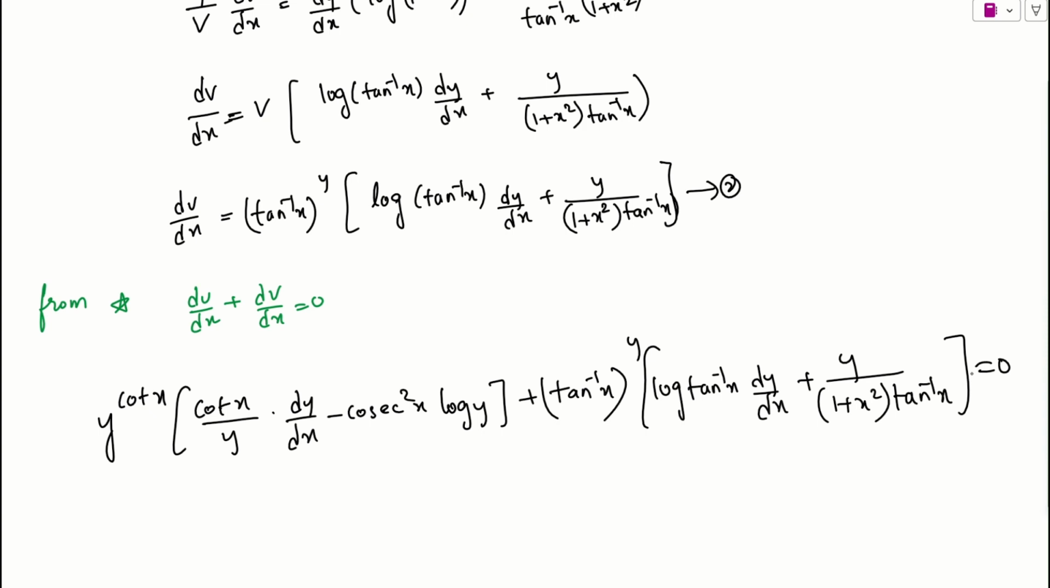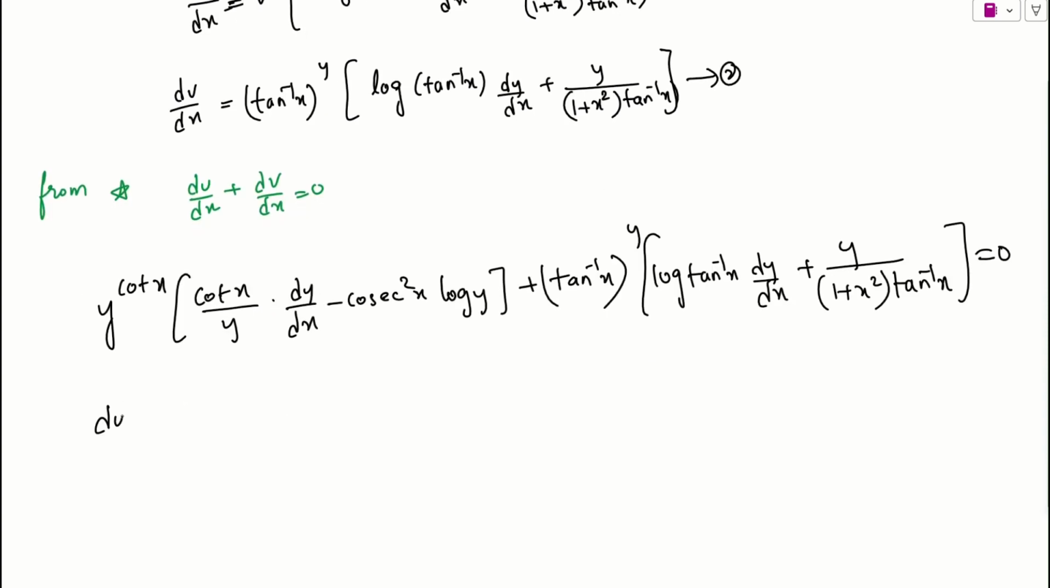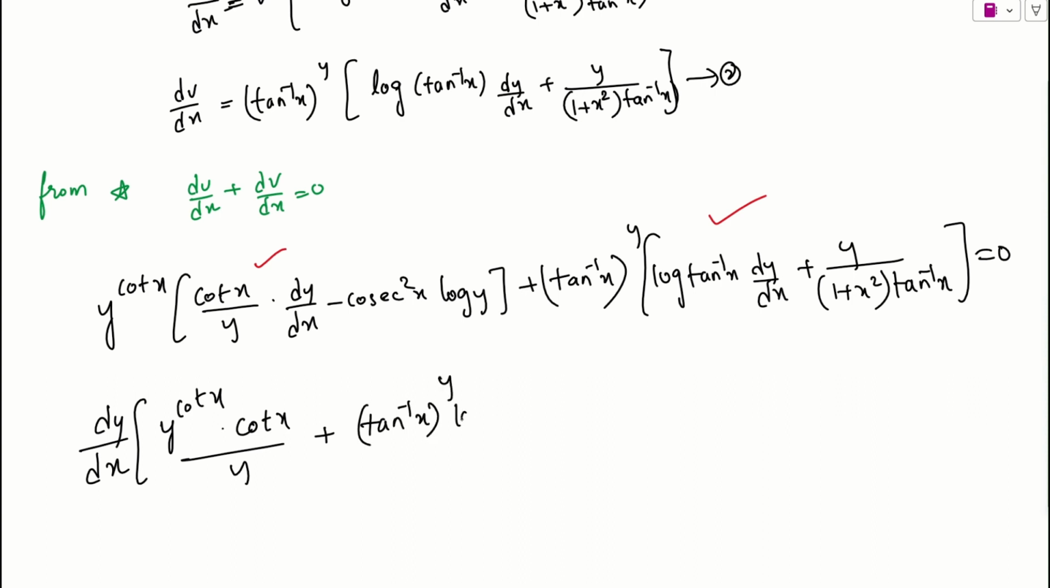What I said in the problem, they are simply asking about dy by dx, right? So let us take dy by dx common. If I take dy by dx common, what I'll be left with, you just cross check. This term has dy by dx, this term has dy by dx. So y raised to the power cot x times cot x by y is the first term, and then (tan inverse of x) whole raised to the power y times log of tan inverse of x. Rest I'll be sending to the right side.